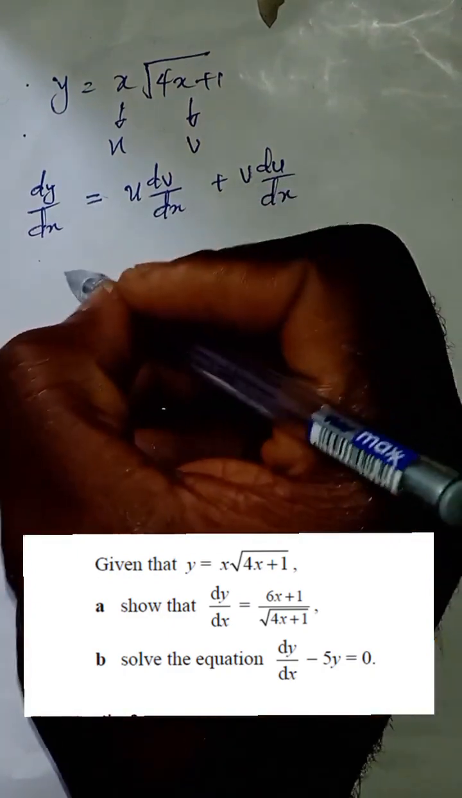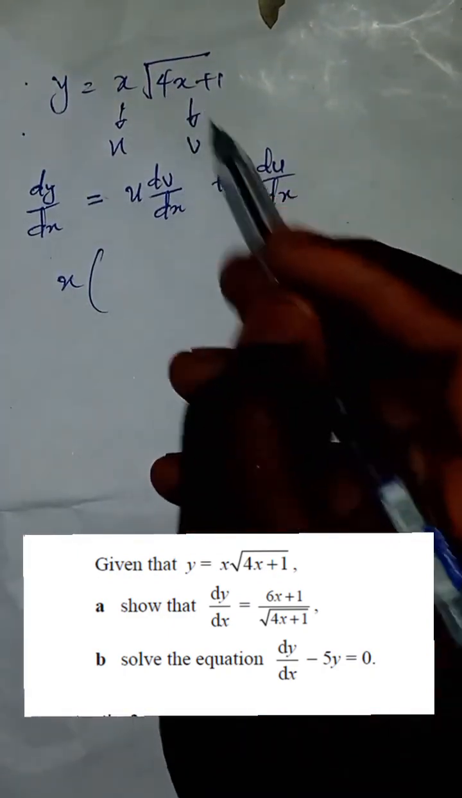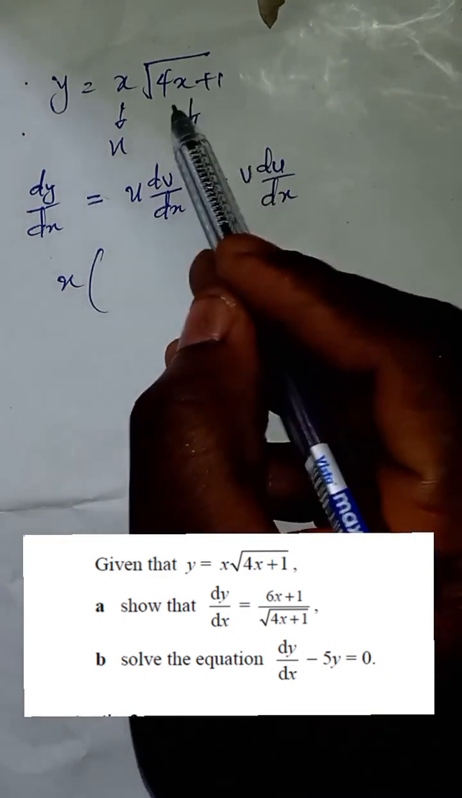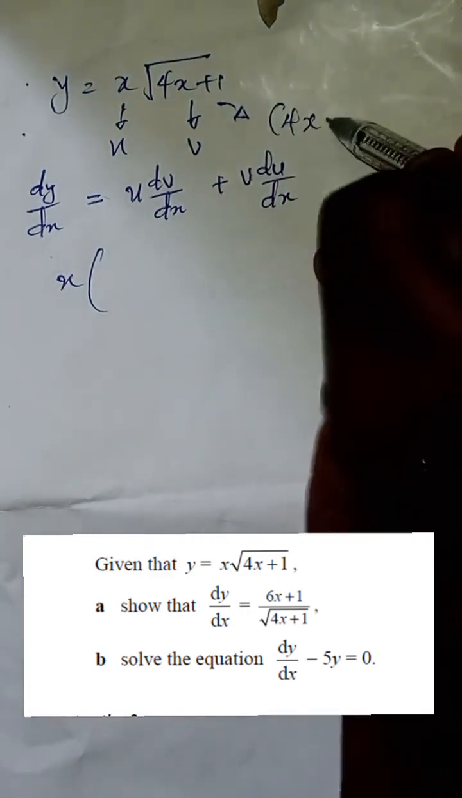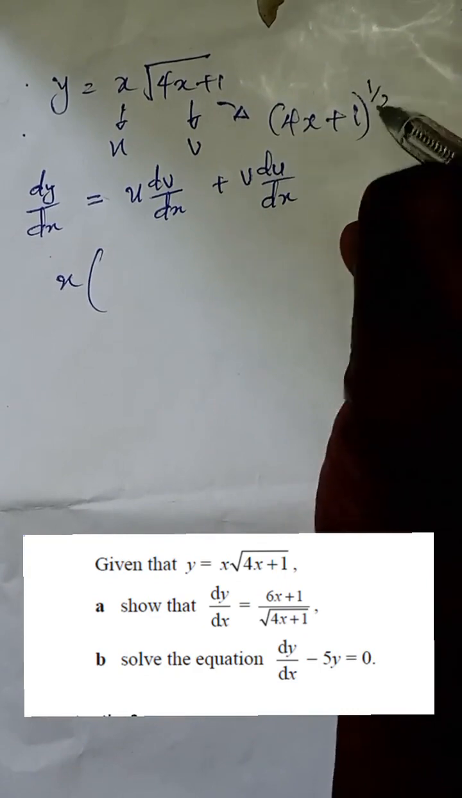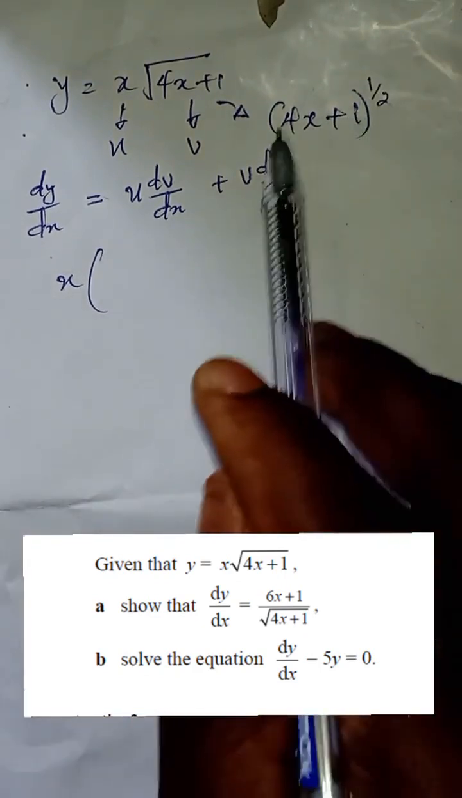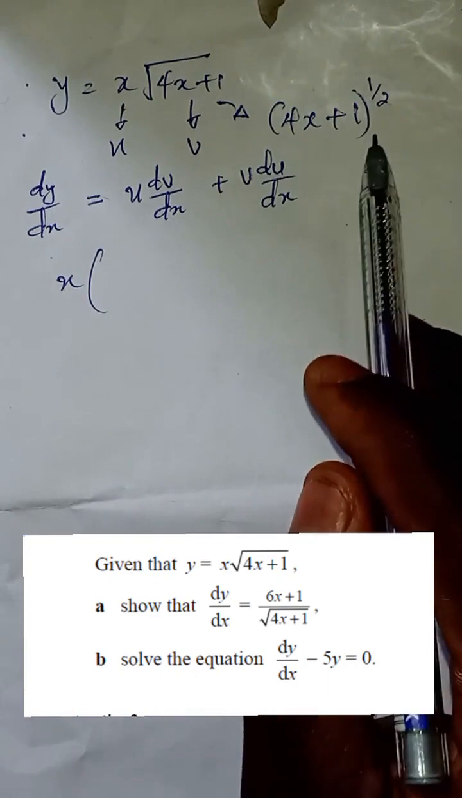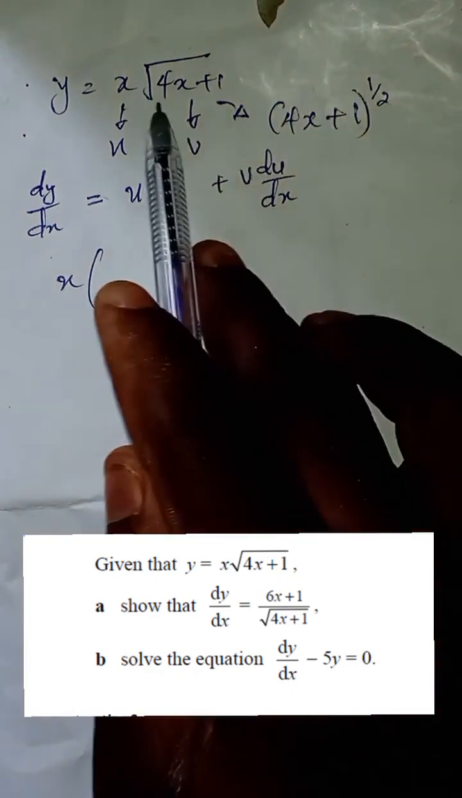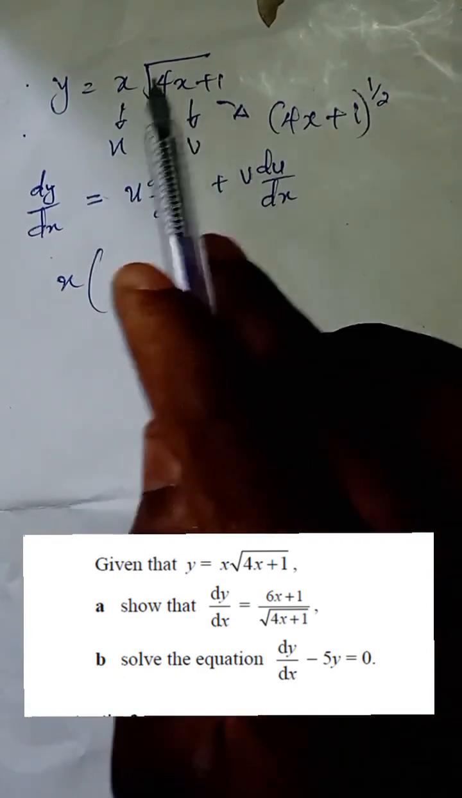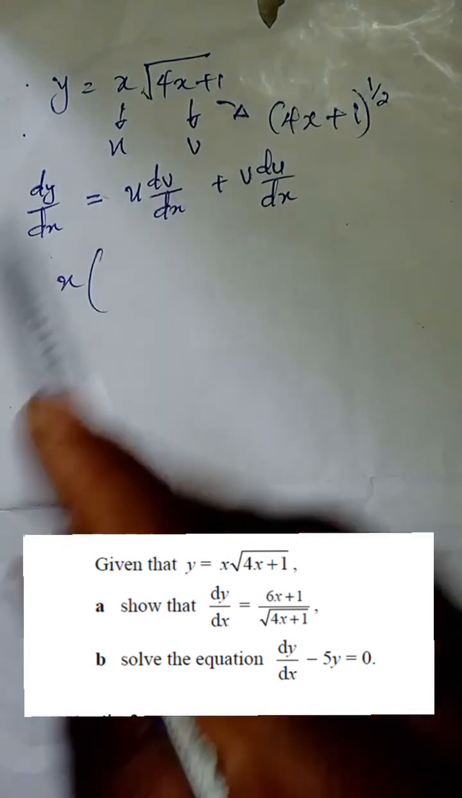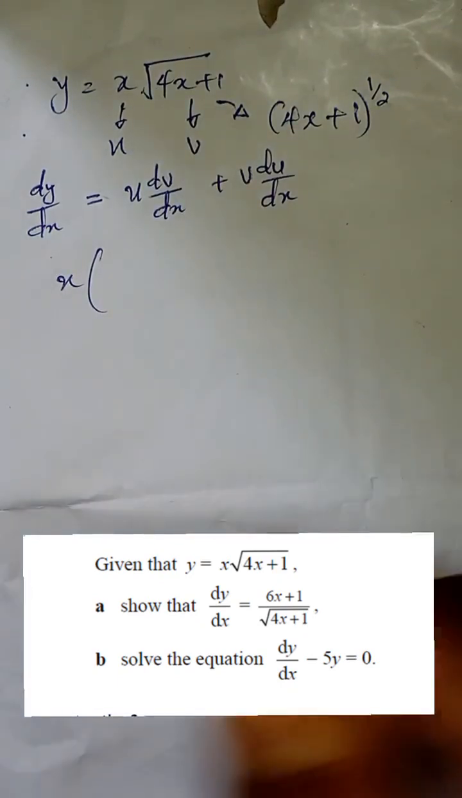So u is x, and our dv/dx is, now this is very crucial because our v here is actually a function of a function. I can write v as (4x plus 1) all raised to the power of 1 over 2. For those of us that understand indices very well, we'll get why I put this as 1 over 2. It's actually a fractional power law. That is why the 2 in the denominator indicates the square root. If it was a cube root, this would be 3. I don't want to digress into indices, so let me just continue.